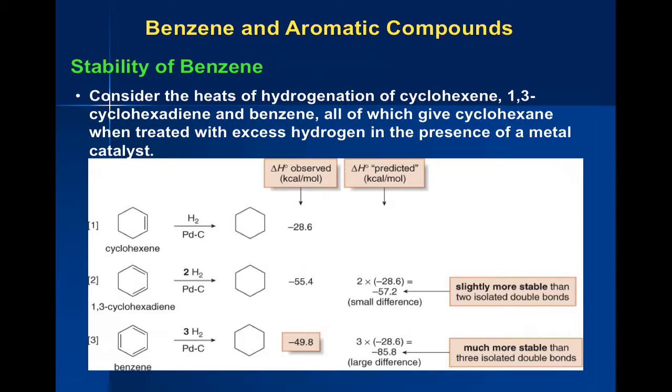One of the things that we can measure is the heat of a reaction using calorimetry, just like you did in general chemistry, right? And so we could actually take cyclohexene and hydrogenate it to cyclohexane. Add hydrogen across the carbon-carbon double bond in the presence of a catalyst, and we can measure the amount of heat that's given off. Does it make sense that that should give off heat? Let's start with that.